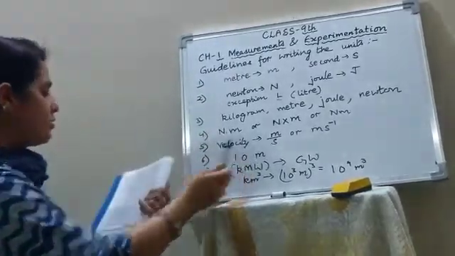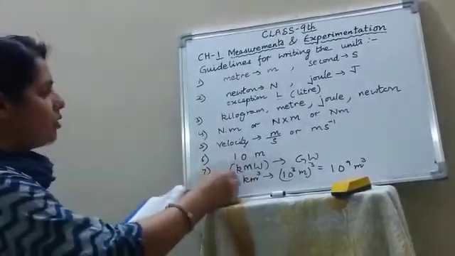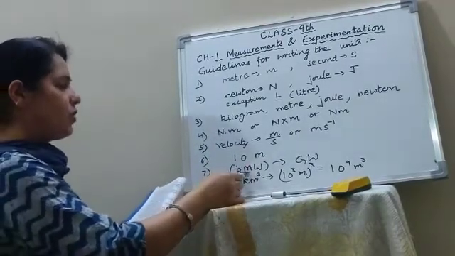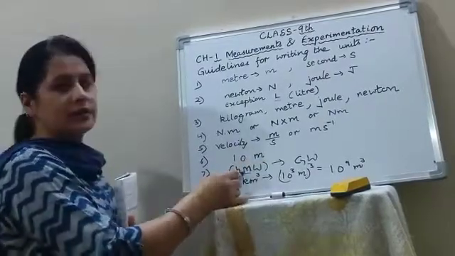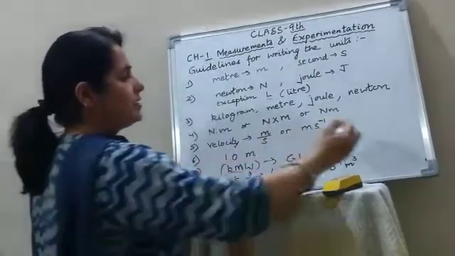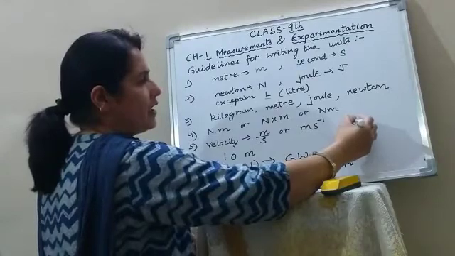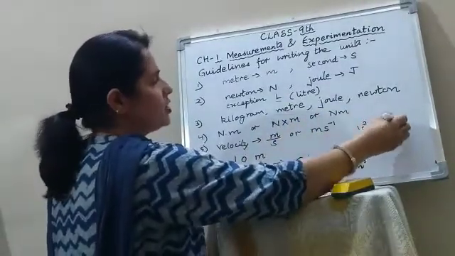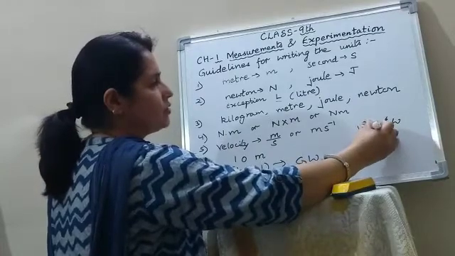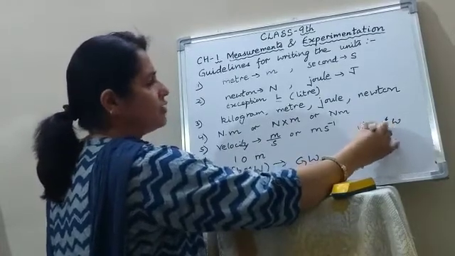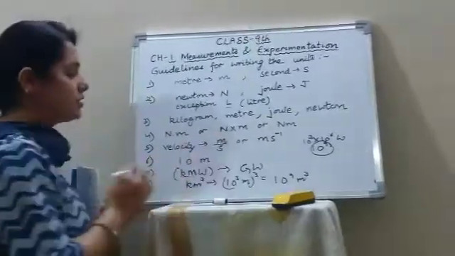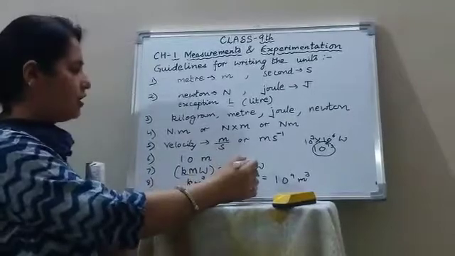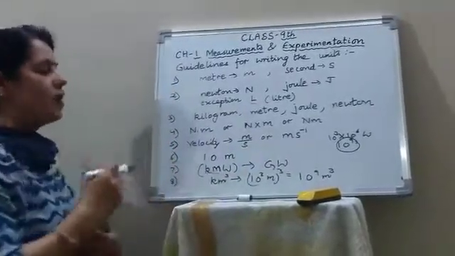Now, instead of writing kilo mega watt, we can use one single unit for representing this. You know, kilo means 10 to the power 3 and mega means 10 to the power 6. So we combine this, and it becomes 10 to the power 9. And what is 10 to the power 9? Giga. So instead of writing multiple prefixes, kilo mega watt, we can write gigawatt.